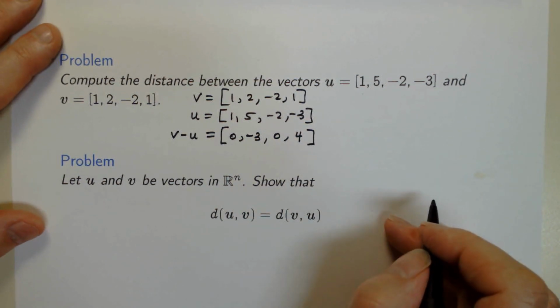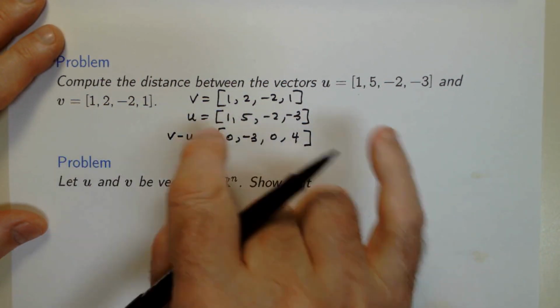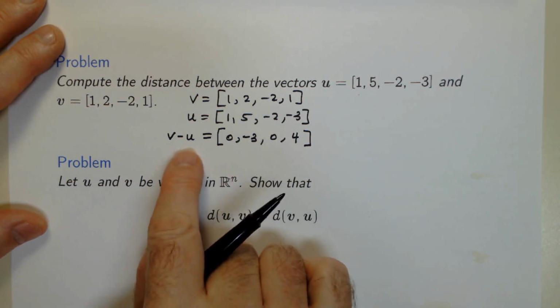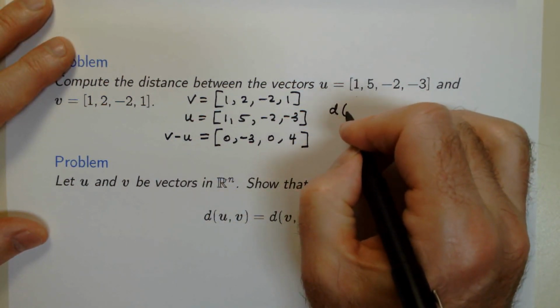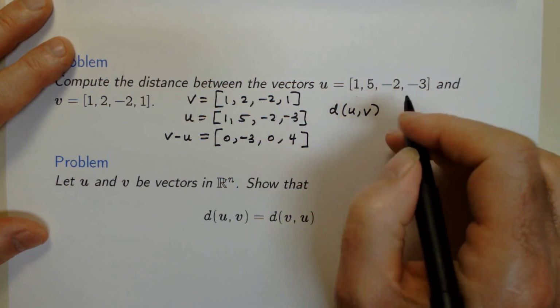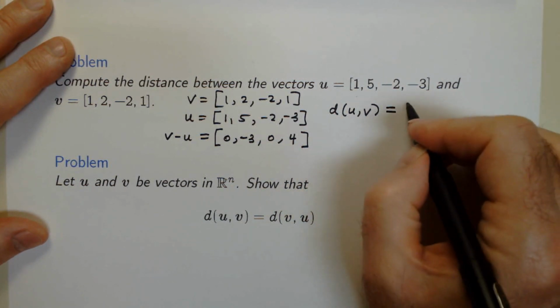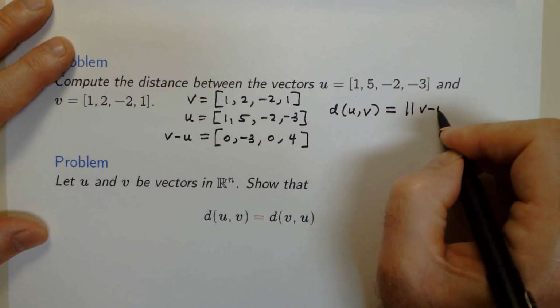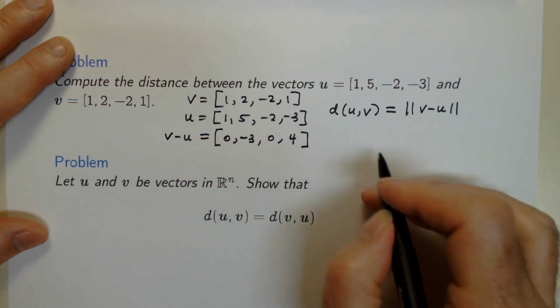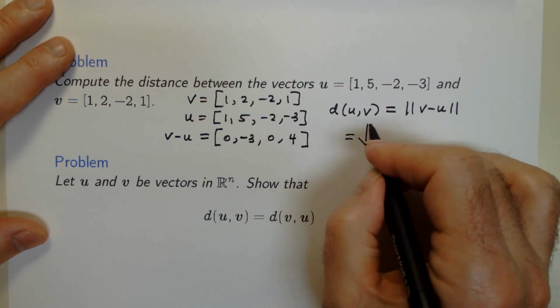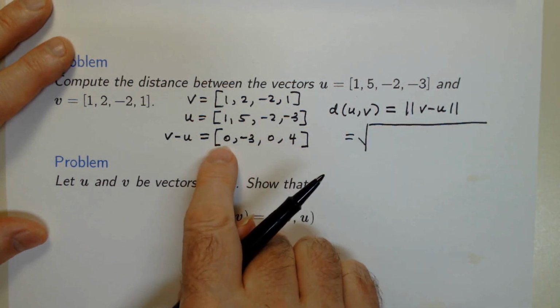So that's our vector v minus u. That's the first step into computing the distance between these two vectors. The next step is to get the length of v minus u. So the distance from u to v is going to be the length of the vector v minus u, which we've already computed. And so now we just have to take the square root of the sum of the squares of the components.